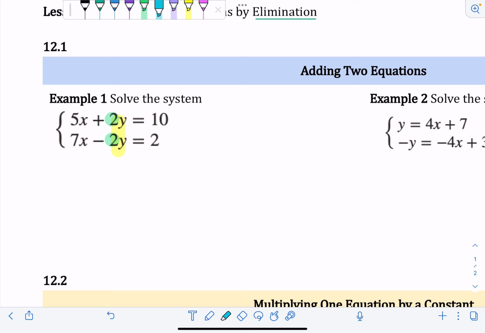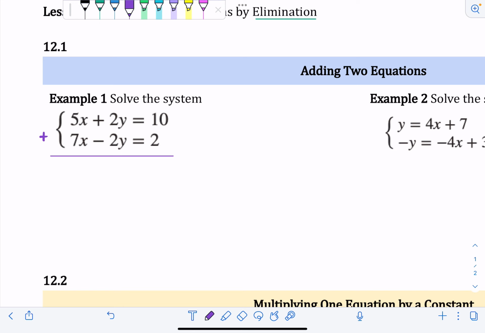When that's the case, there's a property that says we can just add two equations together. If we add them, 2y and negative 2y are the same number with opposite signs, so they're going to cancel each other out. Because 2 minus 2 is 0, or a positive 2 plus a negative 2 is 0 also. So we're going to set up the equations like an addition problem. Draw our little equal sign line, and then our plus sign.